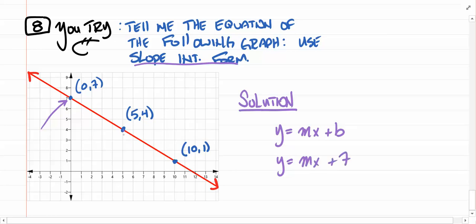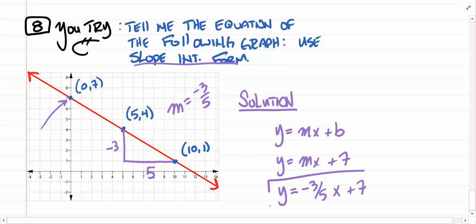Well, I can calculate the slope by just drawing the slope line right here. So my slope will be negative because I'm going down from left to right. So this is down 1, 2, 3. So this is negative 3. And this is over 1, 2, 3, 4, 5. So therefore, the slope of this line would have to be negative 3/5. So plugging that into my slope-intercept form, I would get y equals negative 3/5 x plus 7, and that would be the correct answer.